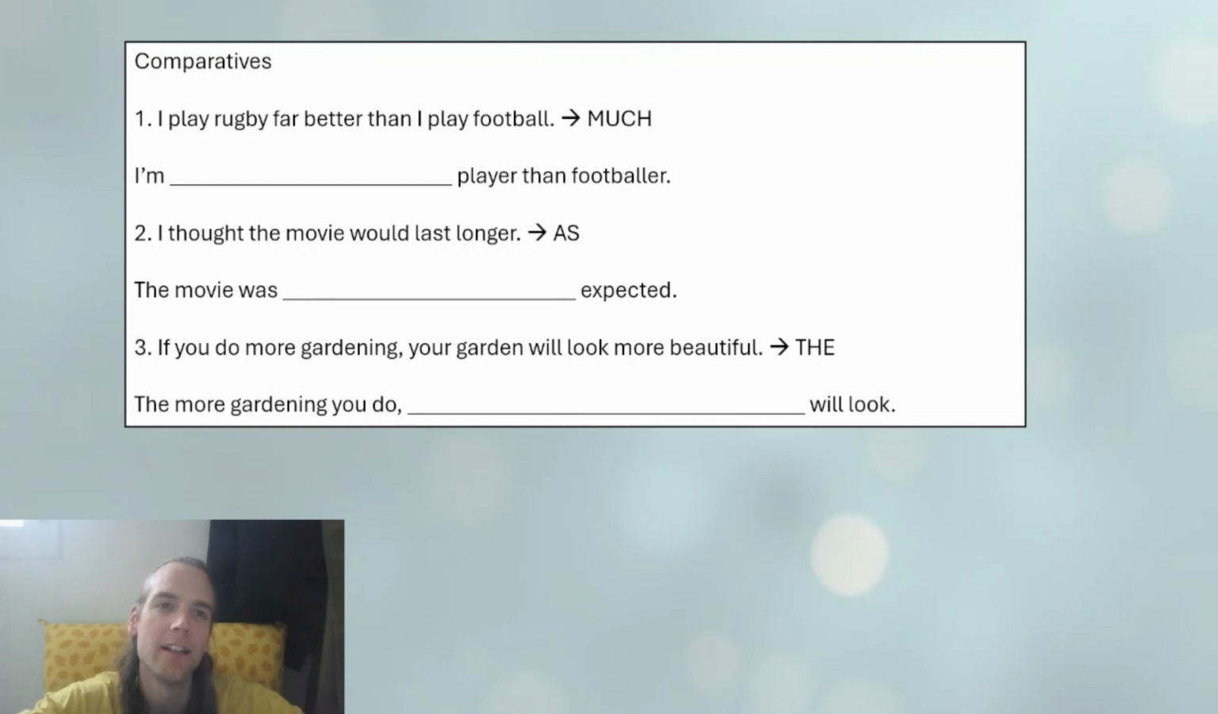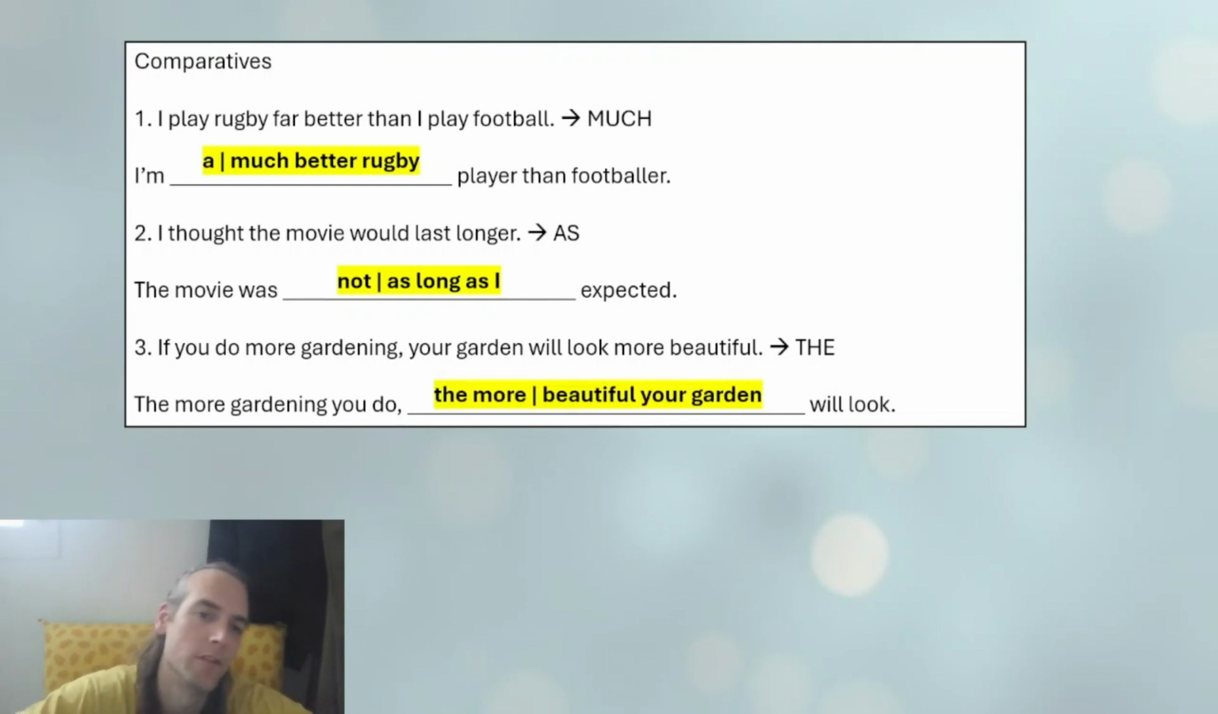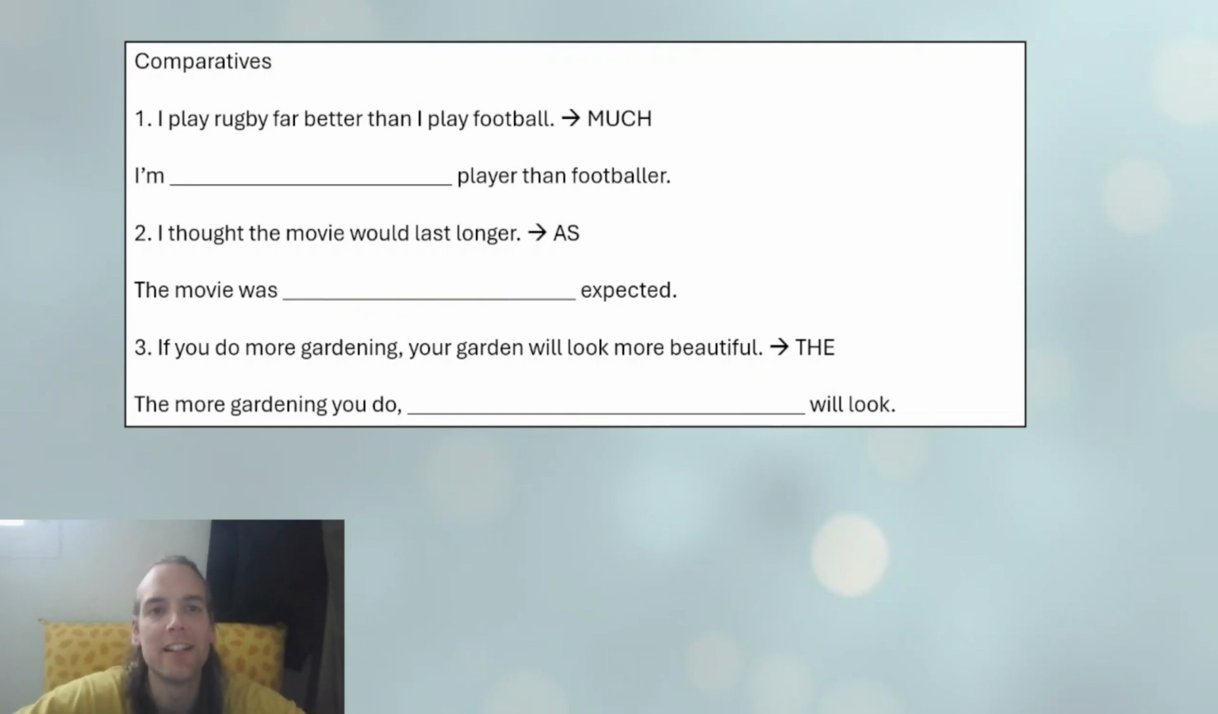Here come the answers. Number 1, I am a much better rugby player. I play far better. Adverb, I am much better. Adjective. Number 2, was not as long as I expected. As long as, we know this comparative structure. And the third one, another nice comparative structure. The more you do, the more something else. The more, or the less, or the more, the less. But the more, the more, a nice comparative structure that could be tested in Use of English part 4, but could also be used in your writing as one of these advanced structures that gets you these points for the top band.